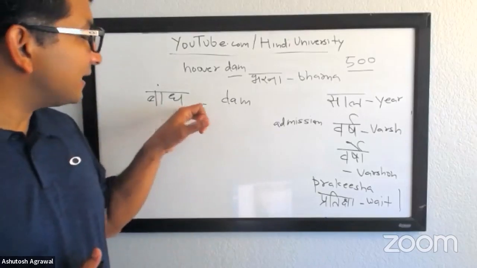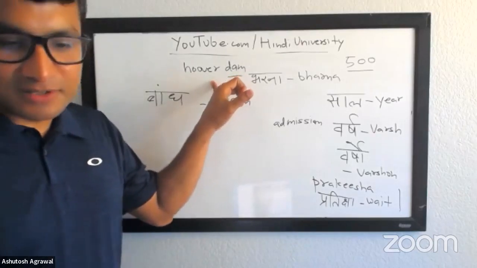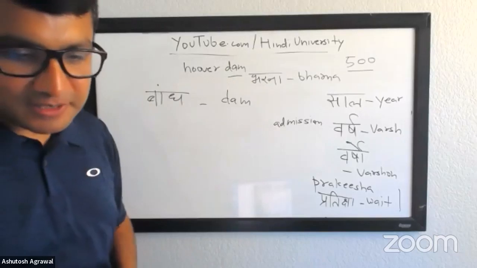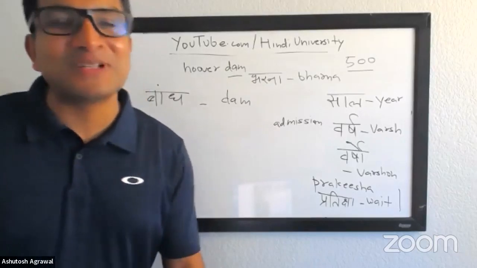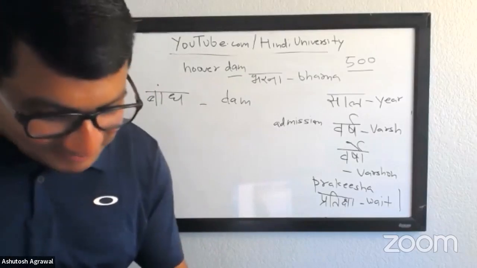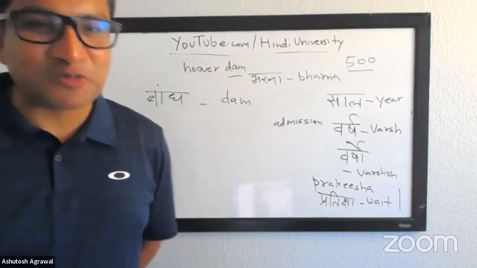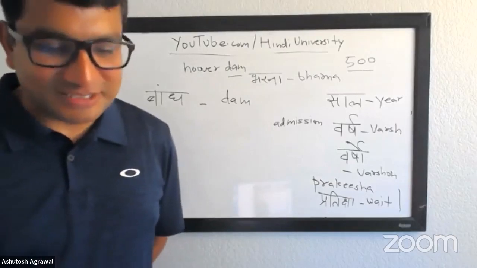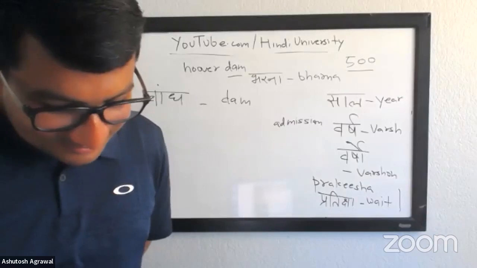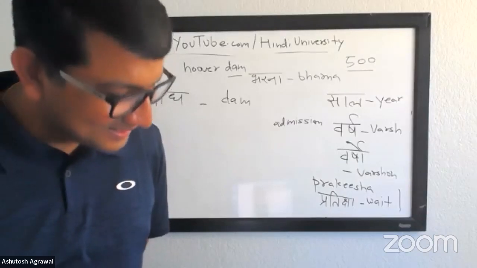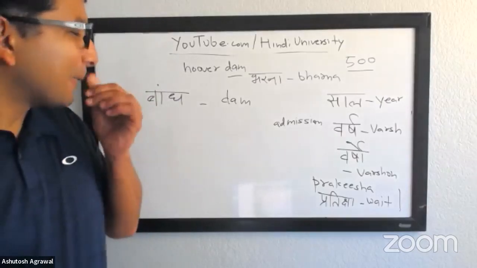So bandh is dam, just like you have in the US, like the Hoover Dam and some other dams. I can't think of any popular dams around me other than the Hoover Dam. You have many dams in West Virginia, right, JDG? Dams? No. But you have the Aswan Dam in Egypt, that very big dam. Yeah. Awesome.